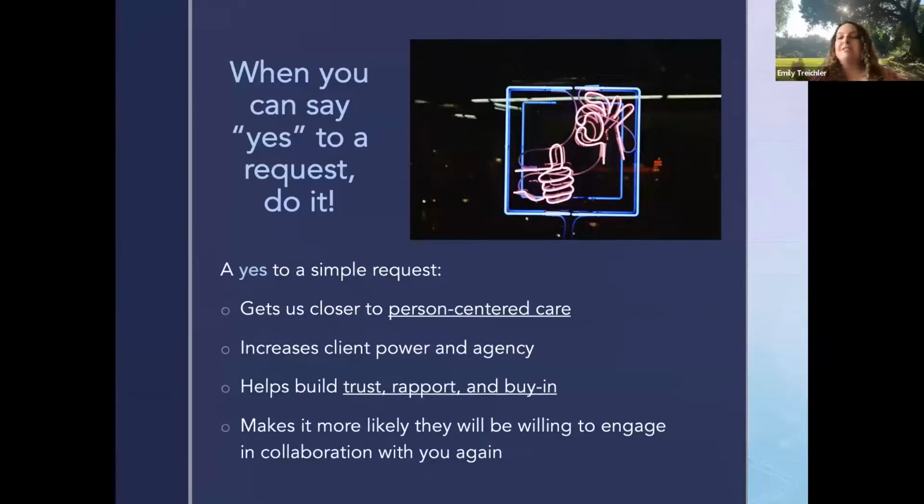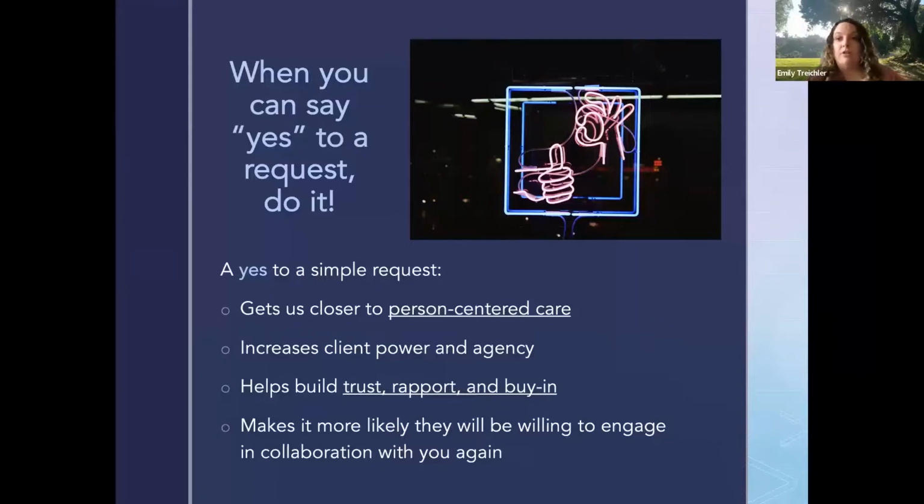And there are reasons to do this. It gets us closer to that person-centered care. It increases their power. It increases their agency. It also helps us build that trust and rapport and buy-in so that they know, okay, I can make a request and I am going to be heard.